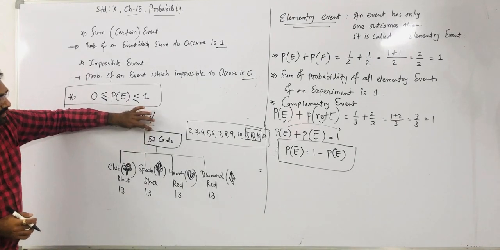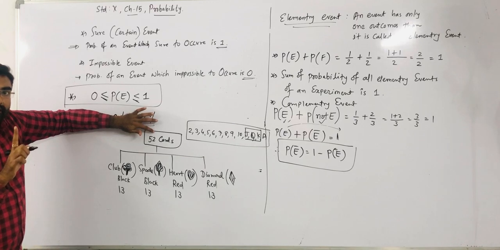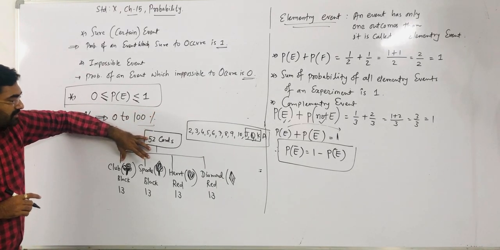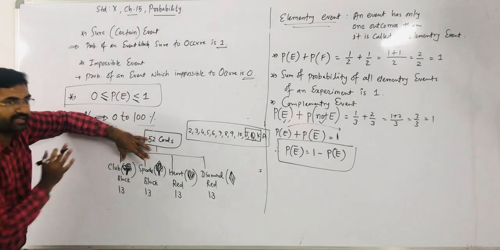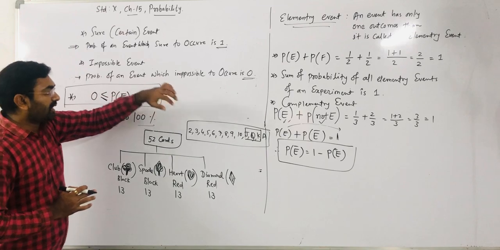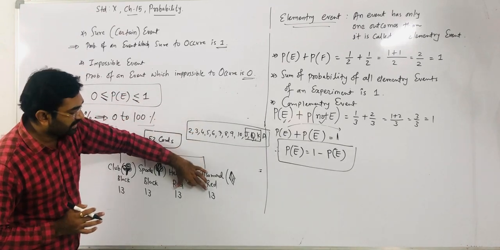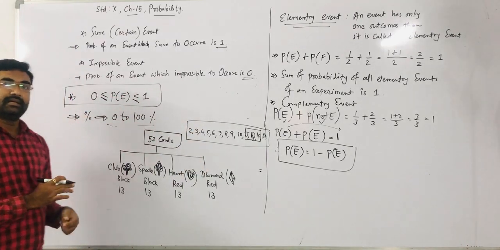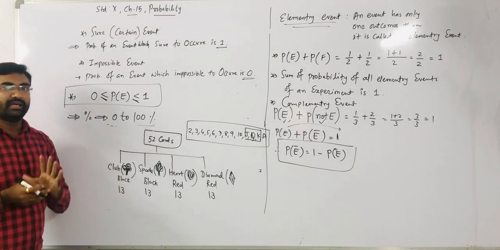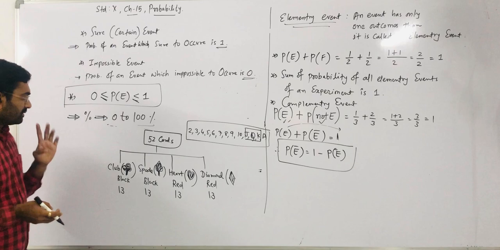Here, if I say in one deck, how many black cards are there? You have to consider club as well as spade cards, right? So a total of 26 cards are black cards. If I say in a deck, how many red cards are there? So 13 plus 13, that means 26 are red cards. And the total number of cards in one deck is how many? 52 cards.